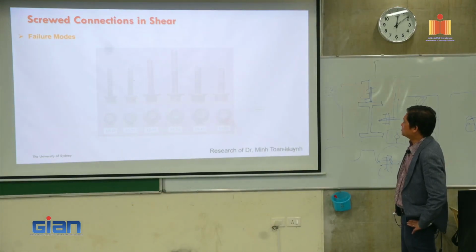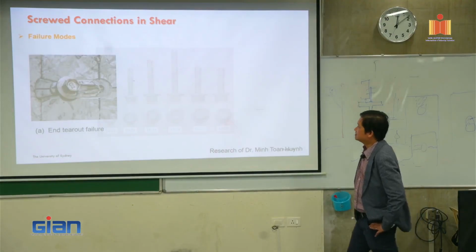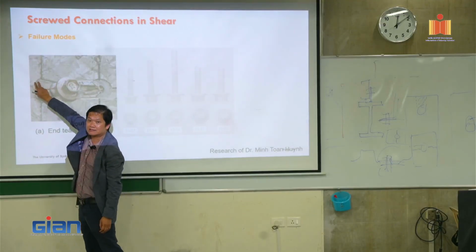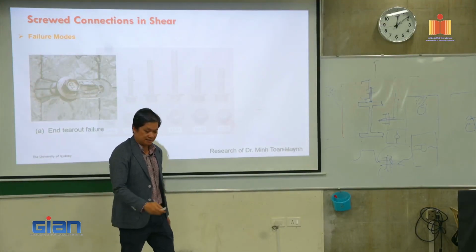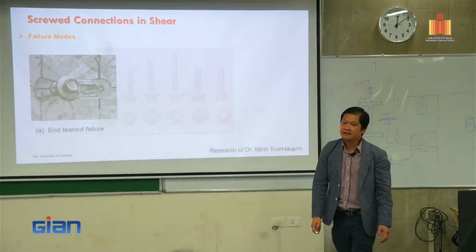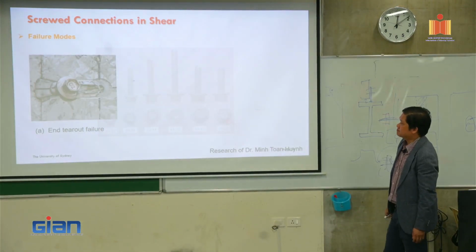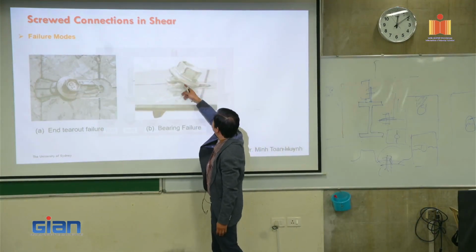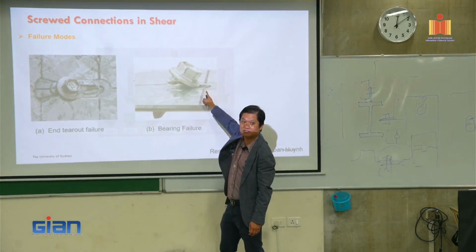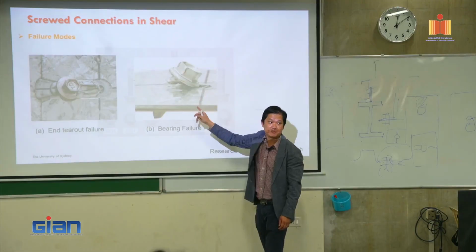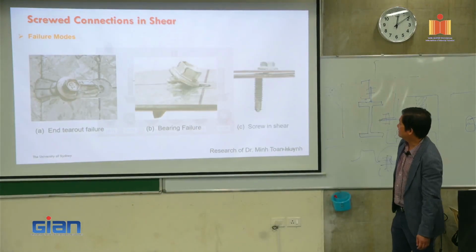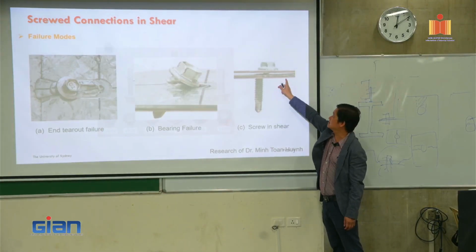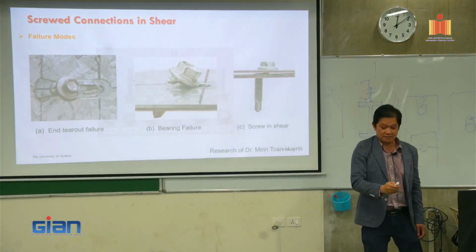So the failure mode of a screw is similar to a bolt. You can see when it's under tension, you pull it out and it actually cuts the piece of steel out. It's similar to a bolted connection. That's called the tear-out failure mode. And you can see that when it's dragging, there's a big hole here that is causing bearing failure of the hole. Same as a bolted connection. And with this one, if we use a very thin screw, it just cuts through the screw. All right, so that is the screw in shear.